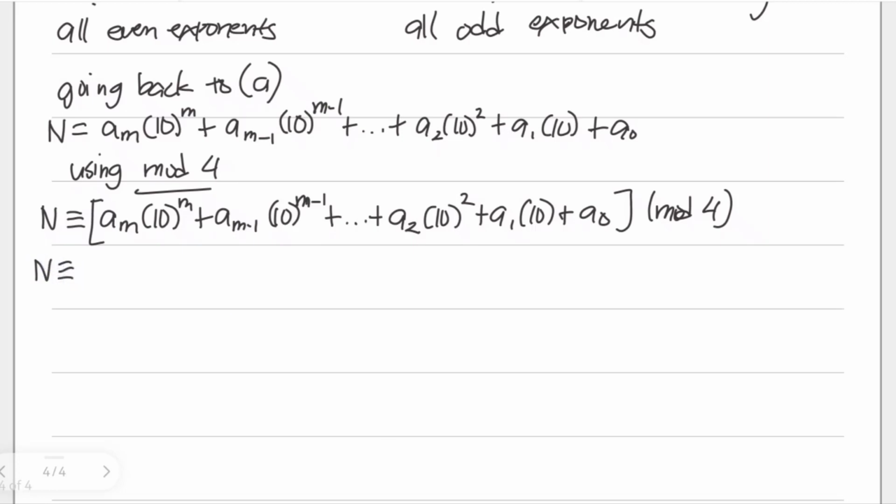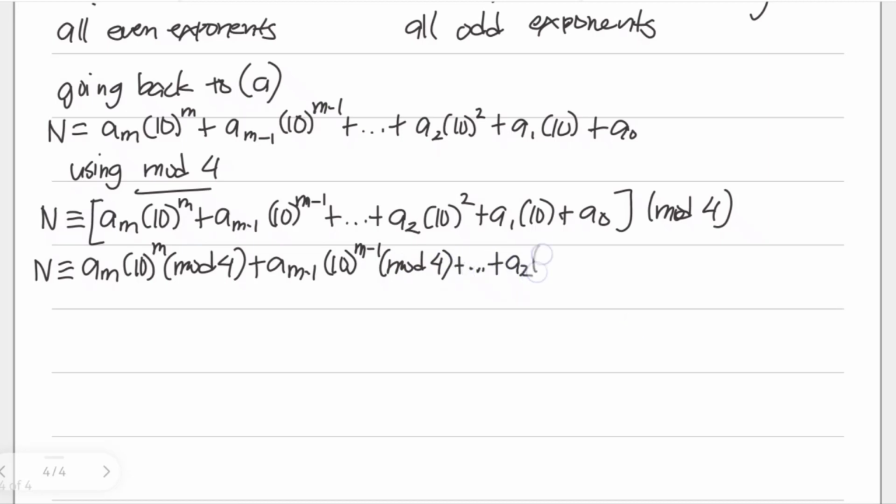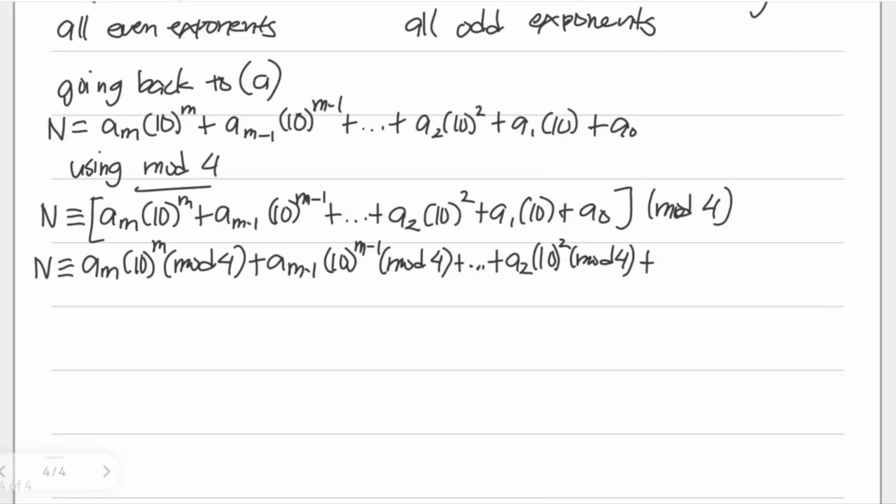Once you distribute your modulo 4, you will have a sub m times 10 to the power of m modulo 4. No other references will use parentheses for modulo 4, I'm just placing it like that. Plus a sub m minus 1 times 10 to the power of m minus 1 modulo 4 plus dot dot dot plus a sub 2 times 10 squared modulo 4 plus a sub 1 times 10 modulo 4 plus a sub 0 modulo 4.